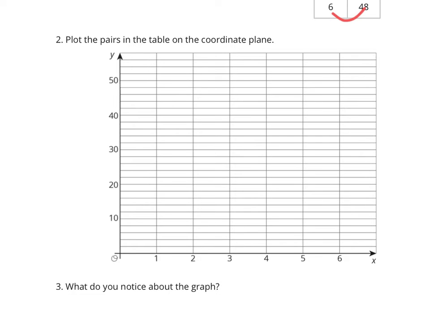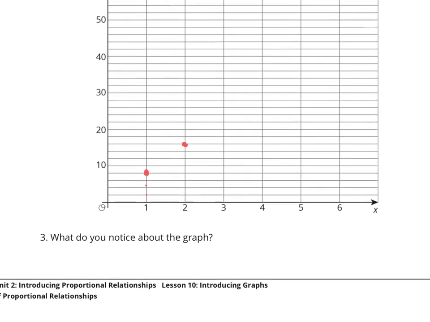Over 1 and up 2, 4, 6, 8. And I'll put a point there at 1, 8. The next point is 2, 16. So I'll go over to 2 and up. Let's see if that was 8, 10, 12, 14, 16. And I'll put a point there. And you graph the rest of those for me. Okay, and again, what do you notice about the graph is the important question here. What do we notice?